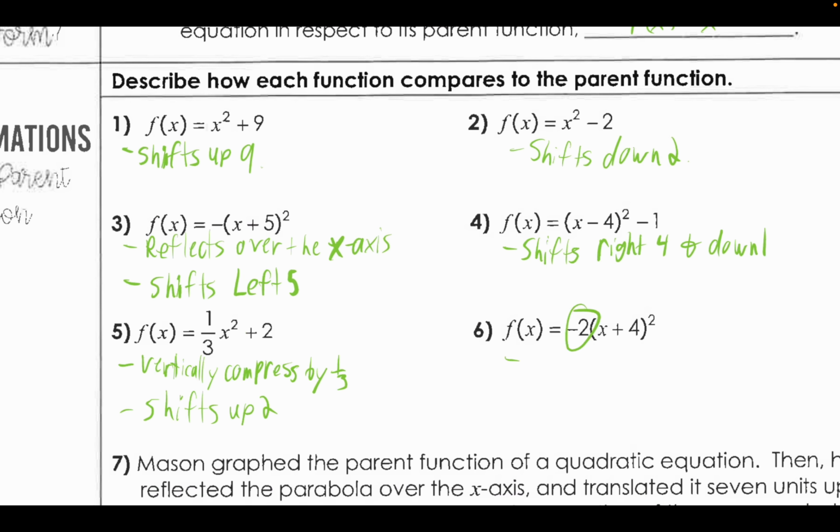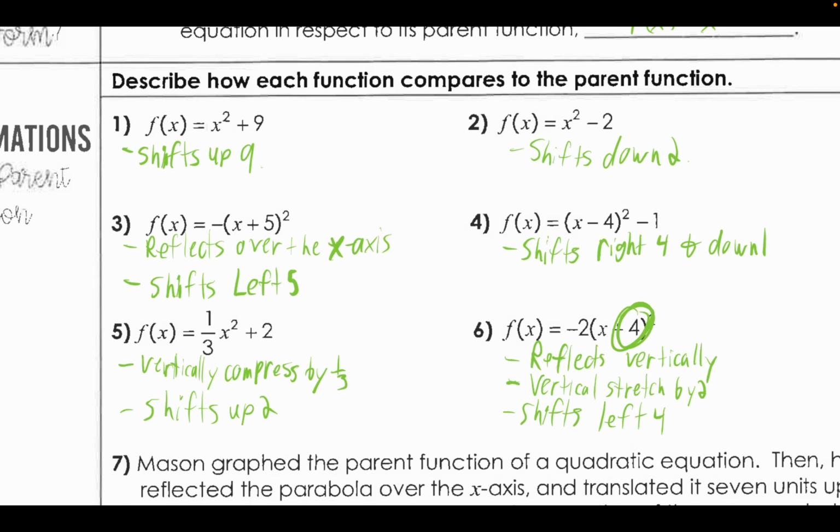On number 6 here, this -2, the negative tells us one thing and the 2 tells us another. So the negative tells us it reflects vertically or over the x-axis. I'm going to write vertically this time. It's the same thing to reflect vertically as reflecting over the x-axis. This 2 tells us it stretches vertically, so it's a vertical stretch by 2. And then this +4 tells us the third thing, that it is shifting, translating, or sliding left 4, because that one's a liar once again, whenever it's with the x.